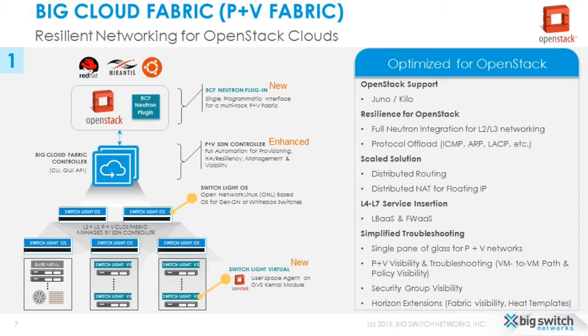We have extended Big Cloud Fabric test path feature into virtual switch. Hence, we can trace end-to-end VM to VM paths and policies applied on these paths. Additionally, leveraging BSN plugin, we bring in security group visibility in the controller, which further helps troubleshooting. Let's look into detail of some of these features and functionalities.